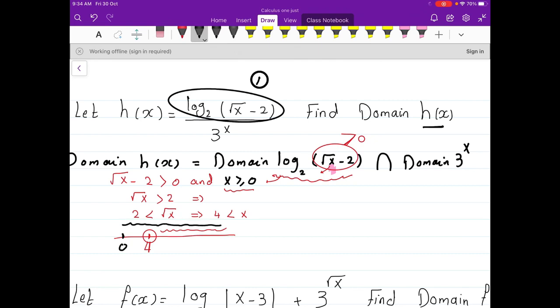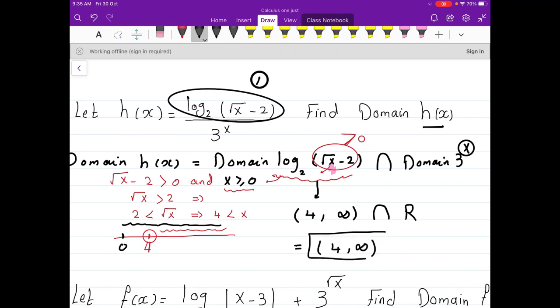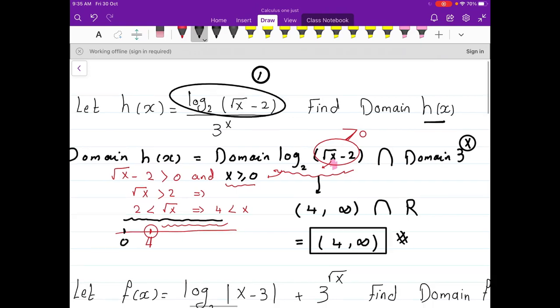So the domain for this function is 4 to infinity, open. Intersection with the domain of 3 to the power x, which is the domain of the exponent, all real numbers. So the domain for this function is 4 to infinity. This is the domain. What do we mean by a domain? Any element inside this interval has an output. If you take 1, it has no output, since you get the log of a negative number, so it is not in the domain.